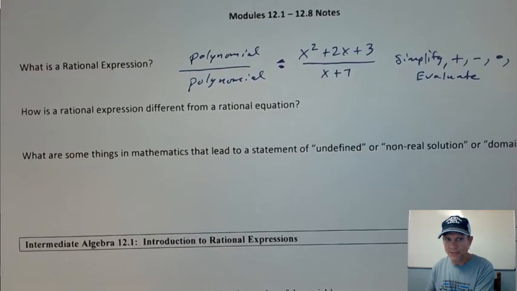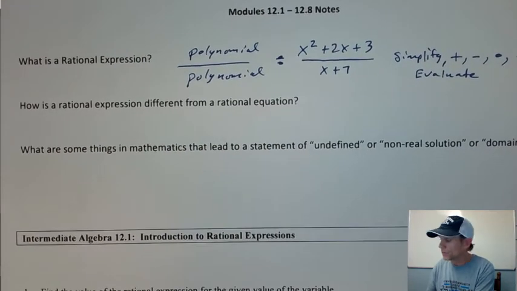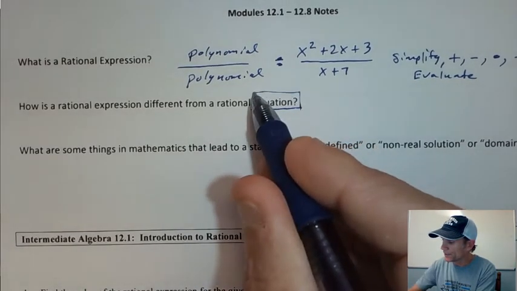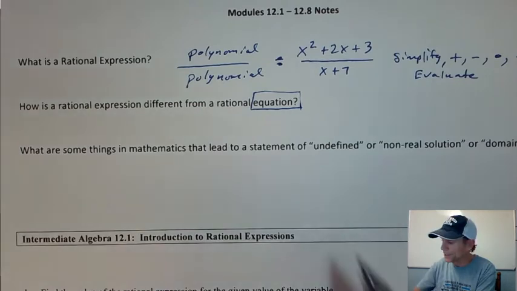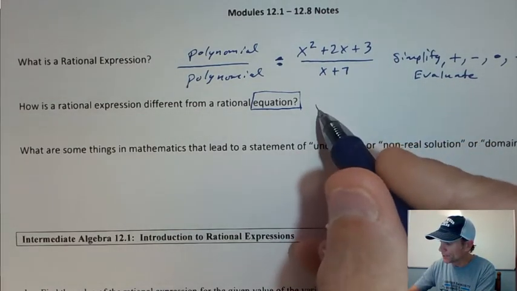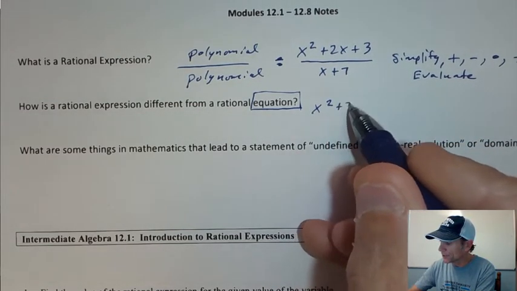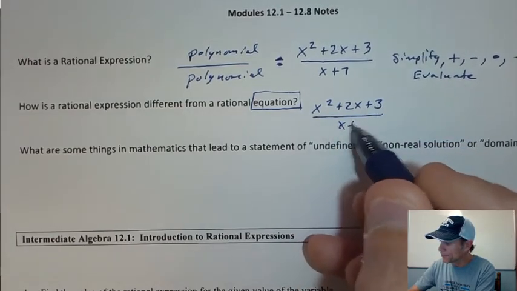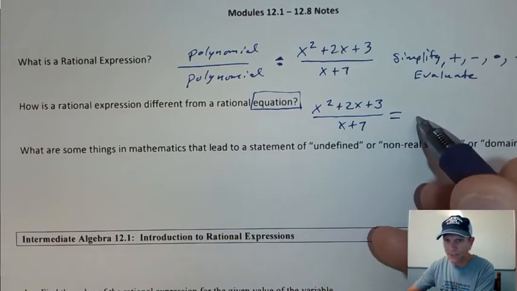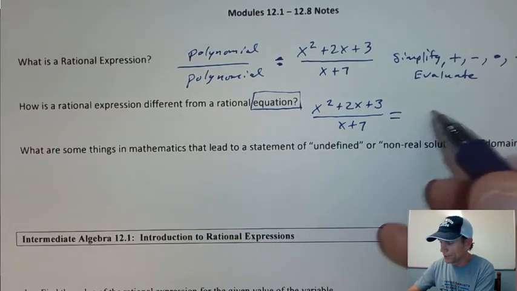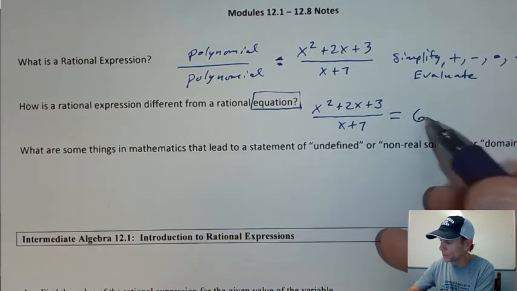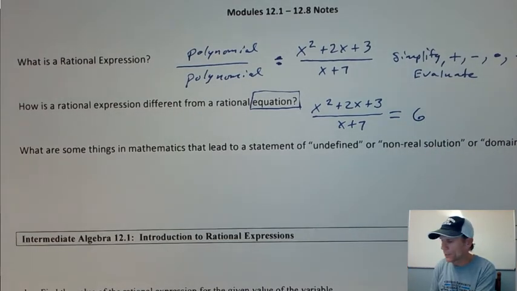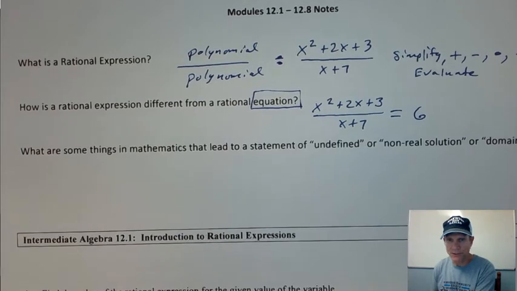So how is a rational expression different than a rational equation? Well, a rational equation, this word here clues us in that there's going to be an equal sign. So if we look at the rational expression that we had above, and we just write it down, but then put equals something, okay? And it could equal a number, or it could equal another polynomial, but I'll just put equals 6, okay?